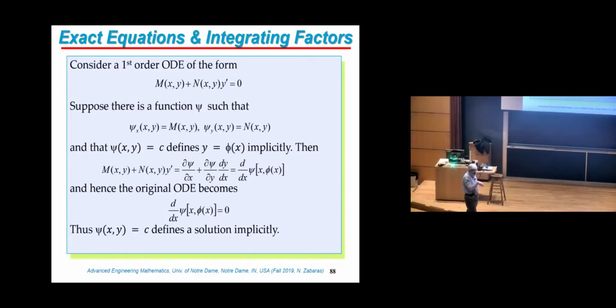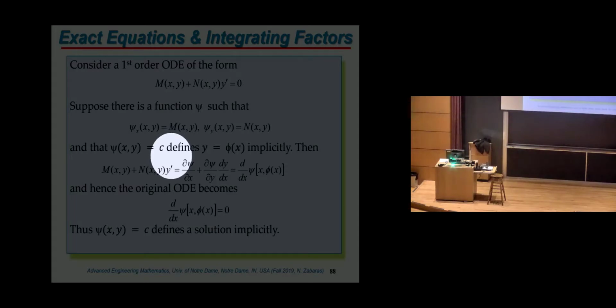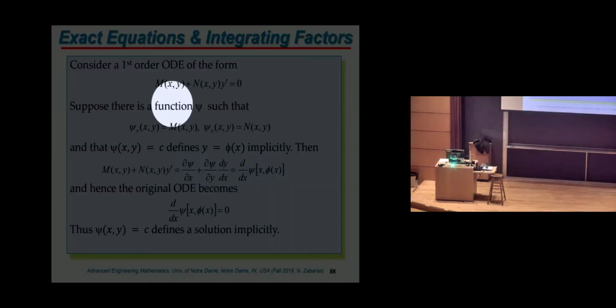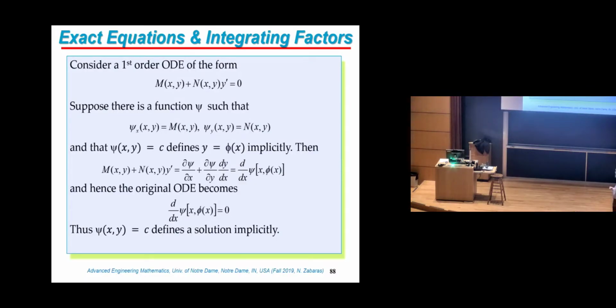How do you differentiate a function of x and y with respect to x? You will first take the derivative with respect to x, and then you will add the derivative with respect to y times the derivative of y with respect to x. Isn't it? From calculus. Now, remember my differential equation is that m plus n times y prime equals 0. So if this is equal to 0, what is the solution then of the differential equation?